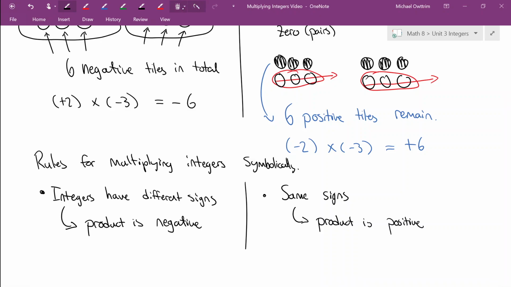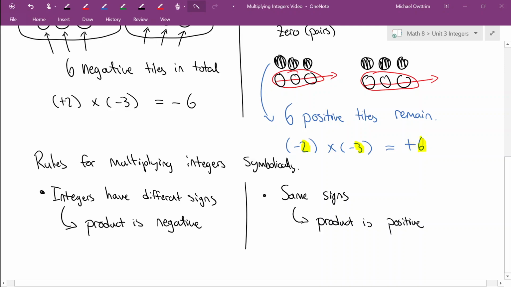So in the case of our left-hand example, we had positive, negative. Those are different signs, therefore the answer was negative. Notice, though, that the numbers work normal. 2 times 3 is 6. In the case of the right-hand example, we had negative times negative. Those are the same signs, so the product is positive. And again, our numbers work normally. 2 times 3 makes 6.